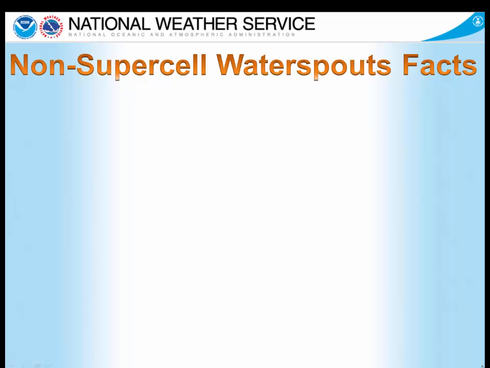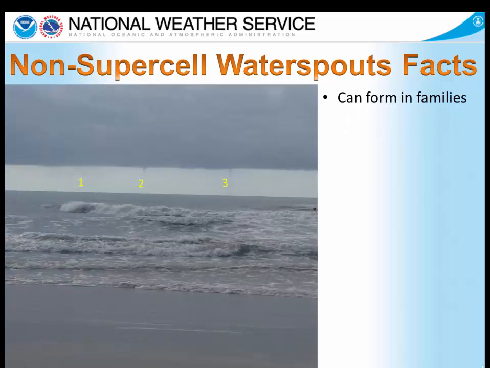Here are some facts about non-supercell waterspouts. They can form in families. In this image here taken off of Hilton Head a couple of summers ago, you can actually see 3 different waterspouts coming from the same cloud. They generally form in light winds, unlike their supercell counterparts, which form in high wind shear cases.